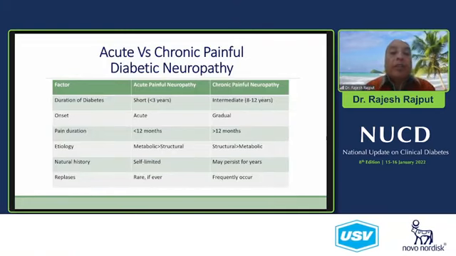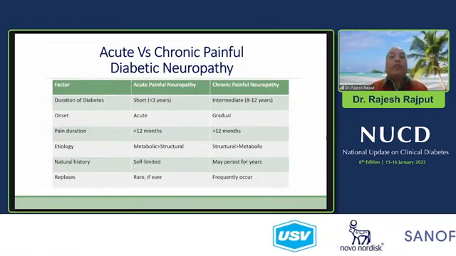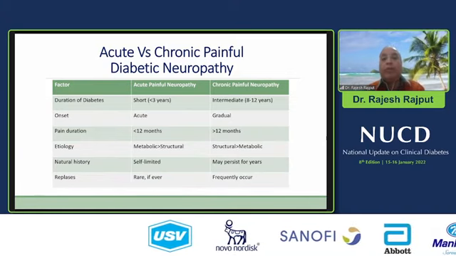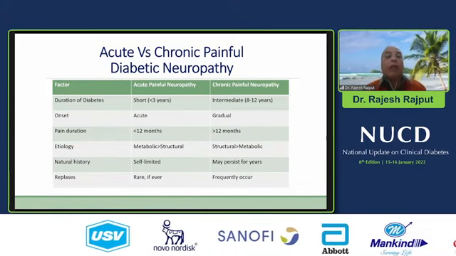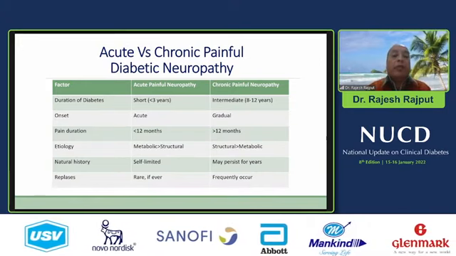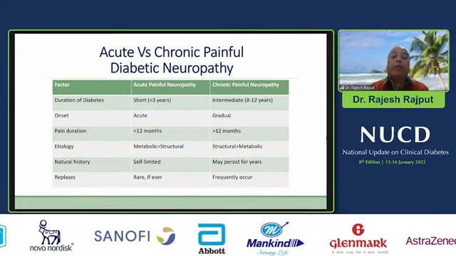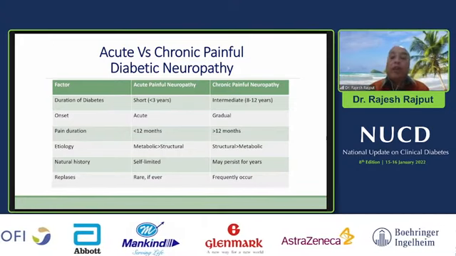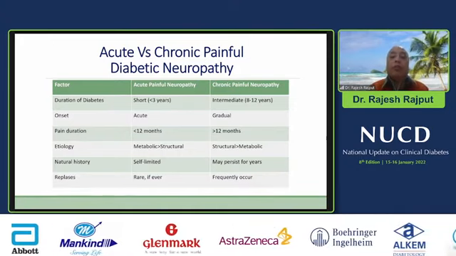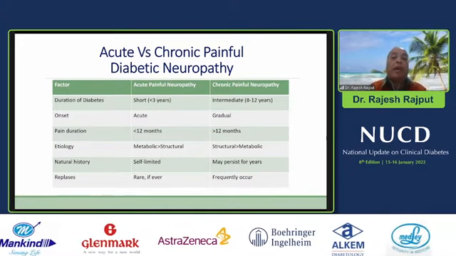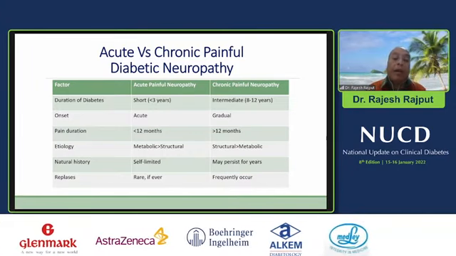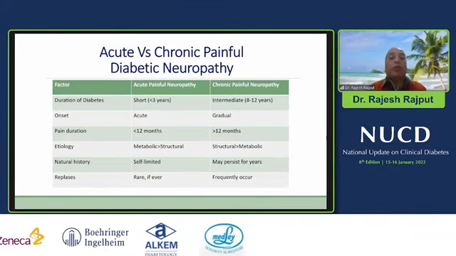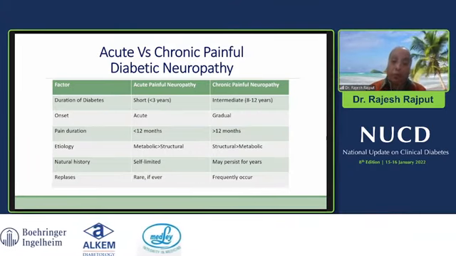Now, when we see a patient with neuropathy, first we have to classify whether the patient is suffering from acute painful diabetic neuropathy or chronic painful diabetic neuropathy. In acute painful neuropathy, the duration of diabetes is short, usually less than 3 years, while in chronic painful neuropathy, it's a long duration of diabetes, which means in acute painful neuropathy, there might not be associated other microvascular complications. Onset is usually acute.